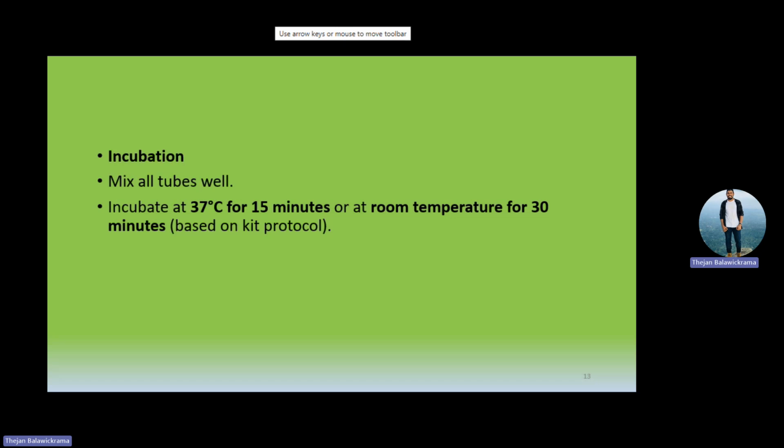That is the kit protocol. I was talking about how glucose can be oxidized. So this glucose oxidation kit always mentions the instructions to follow. Depending on what instructions are given, we supply 37 degrees Celsius for 15 minutes or room temperature for 30 minutes. So this is how we do the incubation part.